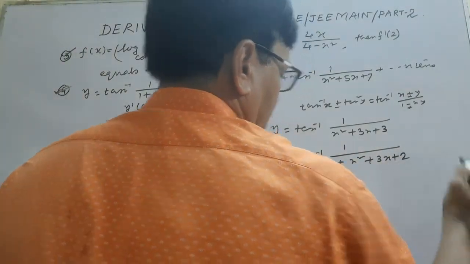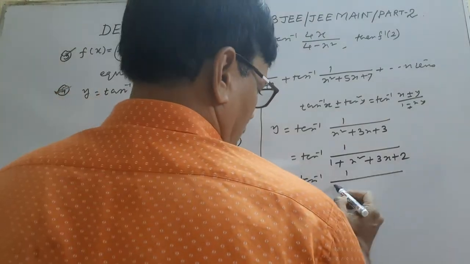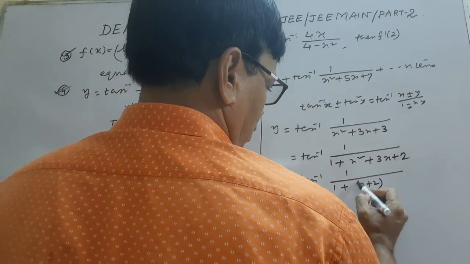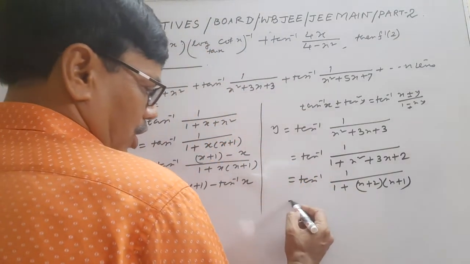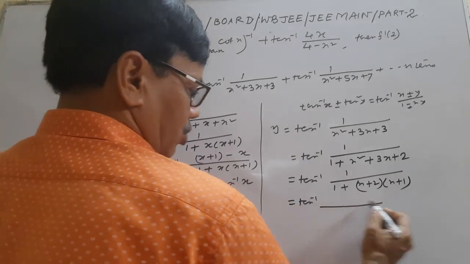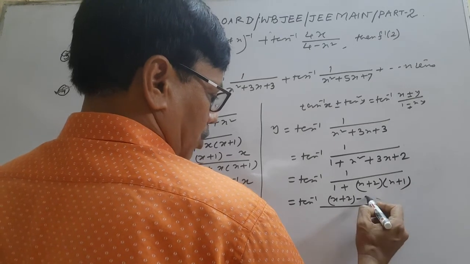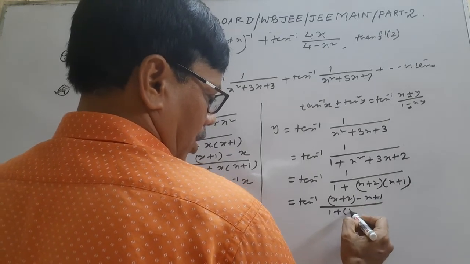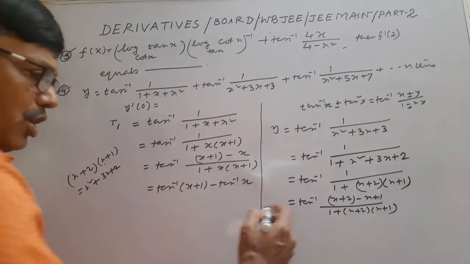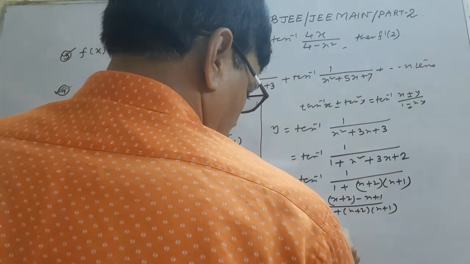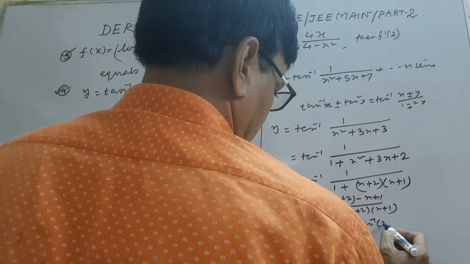So we can write it this way: tan inverse 1 by 1 plus, if we factorize, (x plus 2)(x plus 1). So this one can be written as (x plus 2) minus (x plus 1) by 1 plus (x plus 2)(x plus 1). So this is the most important step. So this is tan inverse (x plus 2) minus tan inverse (x plus 1).